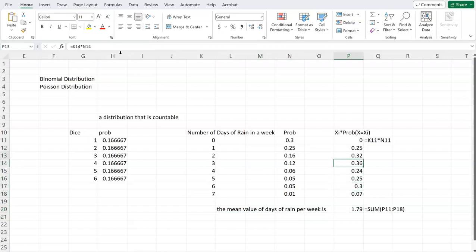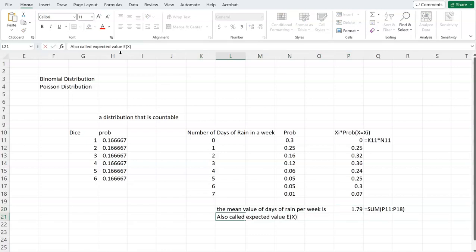So just to recap, what we do here is take each of the numbers and multiply it with its corresponding probability, and so we get this column. Then we add all the values in this column to get our mean value. It is also called the expected value and written as E of x.